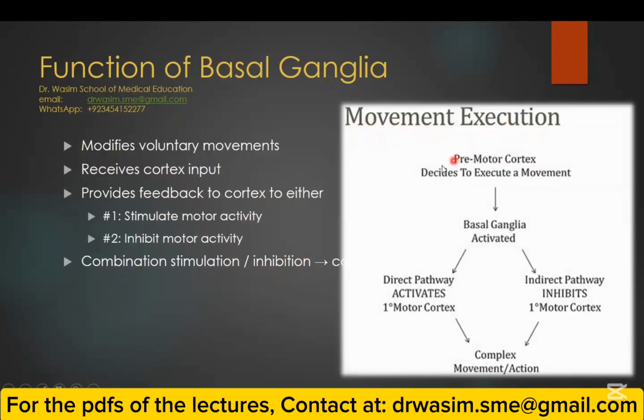For movement execution, the premotor cortex decides to execute a movement. The information comes to the basal ganglia, which activates either the direct pathway or the indirect pathway. What will happen when the direct pathway is activated? It will activate the primary motor cortex. What will happen when the indirect pathway is activated? It will inhibit the primary motor cortex. By the combination of this activation and inhibition, a movement is generated that is called the complex movement or action.